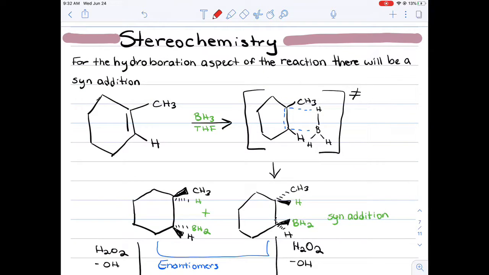So let's talk about the stereochemistry aspect of this reaction. For the hydroboration aspect, there will be a syn addition. So let's look at this methyl cyclohexene for a second. It's going to react with BH3 and THF, tetrahydrofuran. And in the transition state, you'll have hydrogen wanting to bond with the more substituted carbon atom and the BH2 bonding to the less substituted carbon atom.